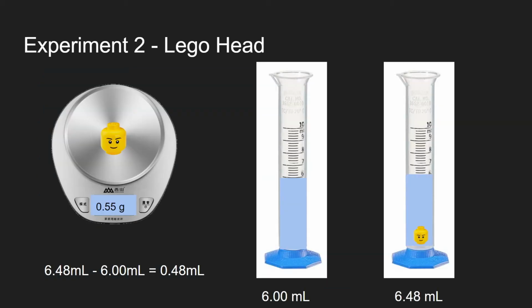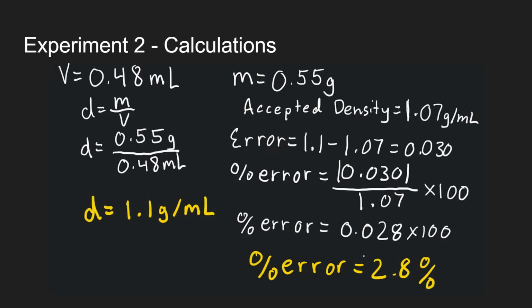Now going into experiment 2, we have a Lego head. I know it's weird. We got our mass to be 0.55 grams and our volume to be 0.48 milliliters. This is done by putting it into the water and measuring again, as you would usually do. And these are the calculations, where we get the density to be 1.1 grams per milliliter and the percent error to be 2.8%.